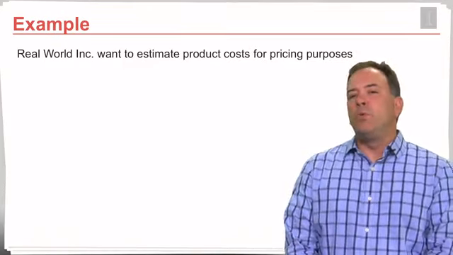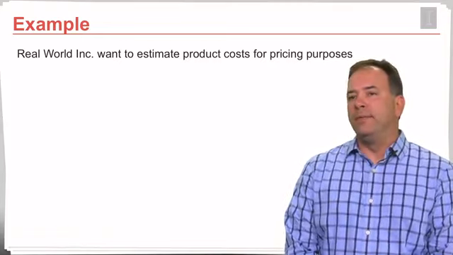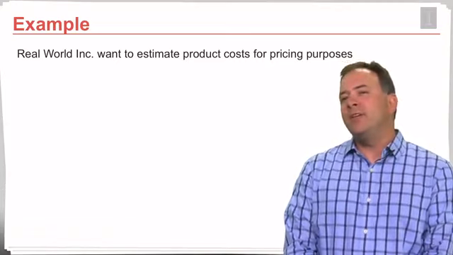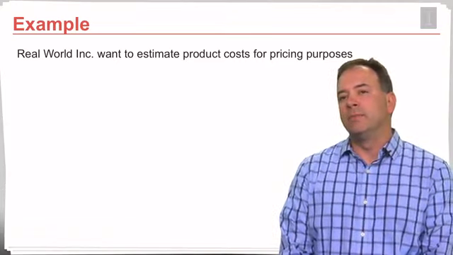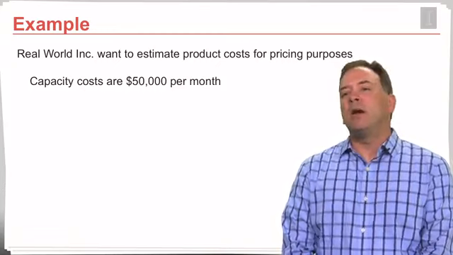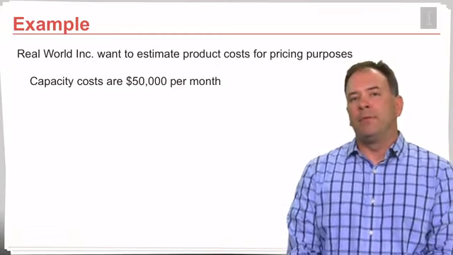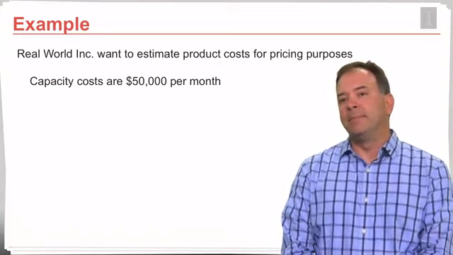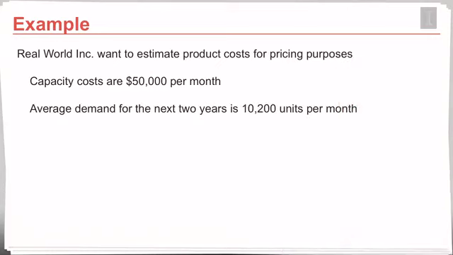In this example, we're talking about Real World Incorporated. Managers of Real World want to estimate product costs so that they can determine the prices of their products. Capacity costs amount to $50,000 per month. Notably, the month is the basis on which we're measuring our capacity. The average demand for the next 2 years is 10,200 units per month. That sounds like normal capacity, because that's the average over a longer period of time.